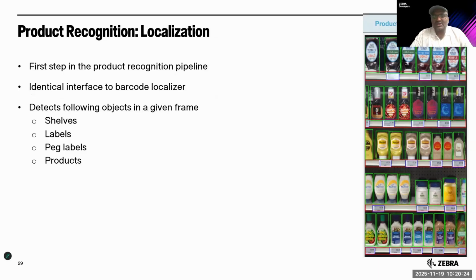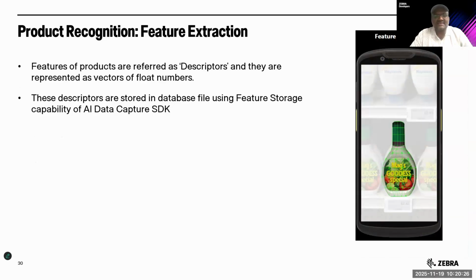If we can move to the next one. The features are extracted out of each localized product, and the features are represented as descriptors. This is again a vector of float numbers, which is then saved using the feature storage block within the SDK, in the database file.